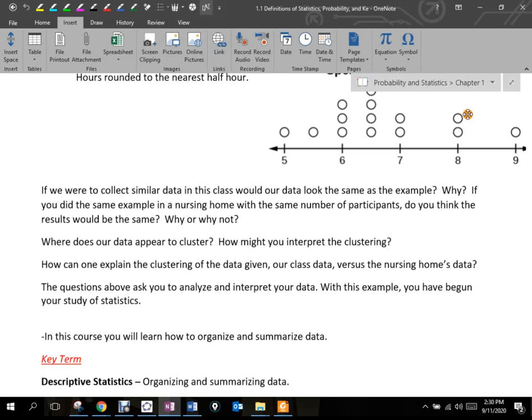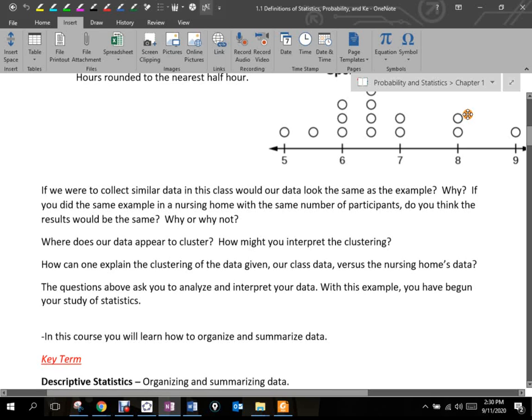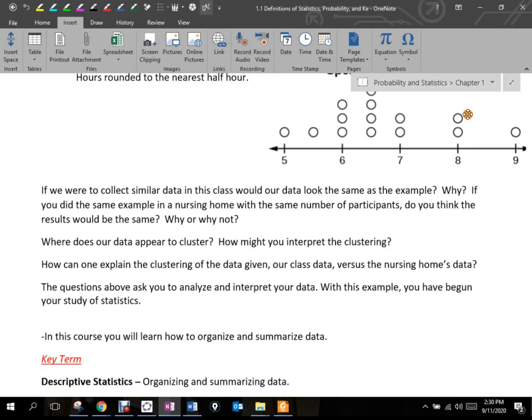What if we did patients in the nursing home or residents in the nursing home? Where do you think the data would lie there? 9? More? 10? I mean, this is my plan. When I retire, I'm going to sleep. Okay, that's what I like to do.